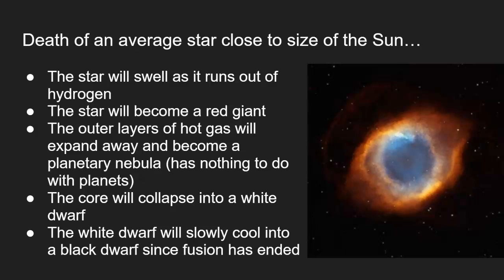The outer layers of hot gas will expand away and become a planetary nebula. They'll just keep expanding and kind of blow right away from the star. The core will collapse. Gravity is going to pull it inwards until there is that hydrostatic equilibrium. And it'll be very dense, very small. And then it'll slowly cool over billions of years until eventually it turns into a black dwarf. It's giving off no light anymore.